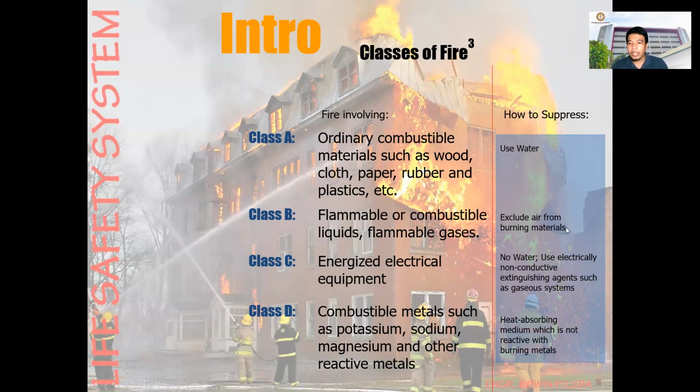For class B, exclude air from burning material. And then for class C, no water, use electrically non-conductive extinguishing agents such as gaseous system. And for class D, you have a heat absorbing medium, which is not reactive with burning metal. So normally you can use the fire extinguisher for class A, B, and C.